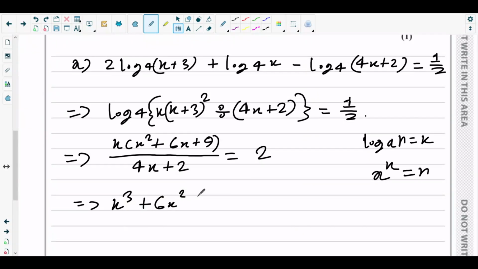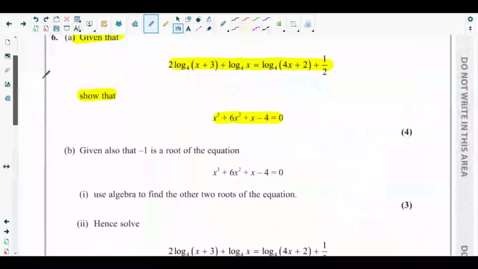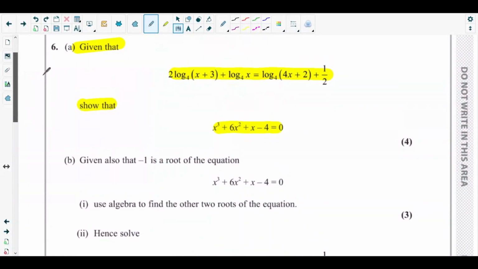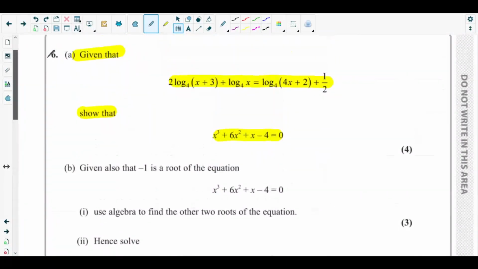At first expand the bracket, and then cross multiply, so you'll get x cubed plus 6x squared plus 9x on the left, equals 8x plus 4. Now take all the terms on the same side, so you'll get x cubed plus 6x squared plus 9x minus 8x, which is plus x, minus 4 equals 0. This is exactly what the question has asked to show. So it has been shown. Done.